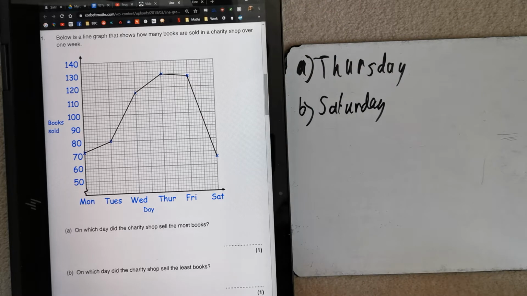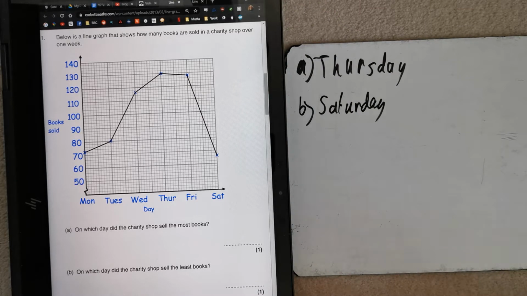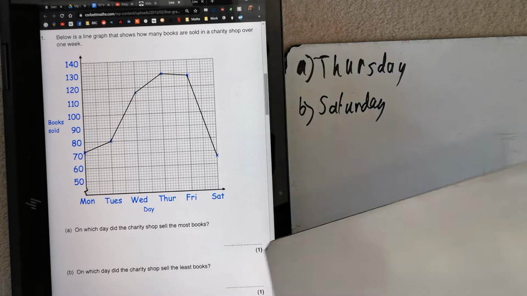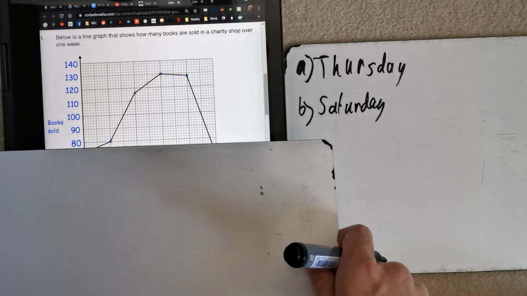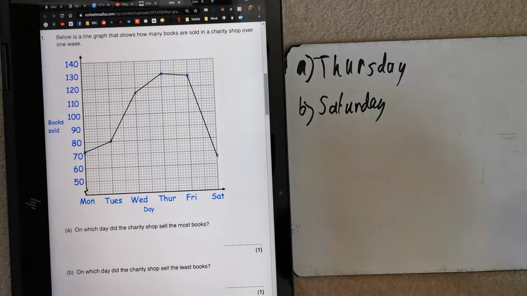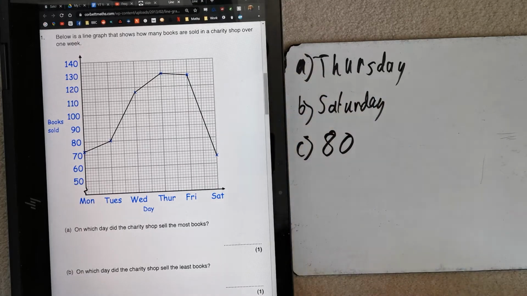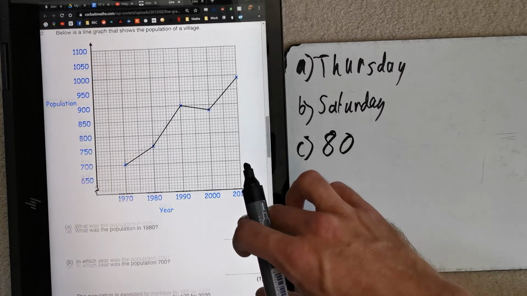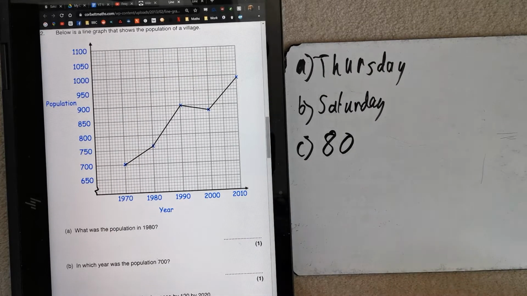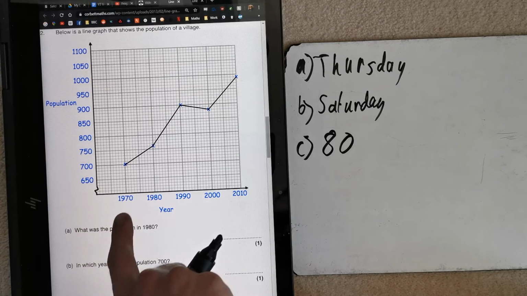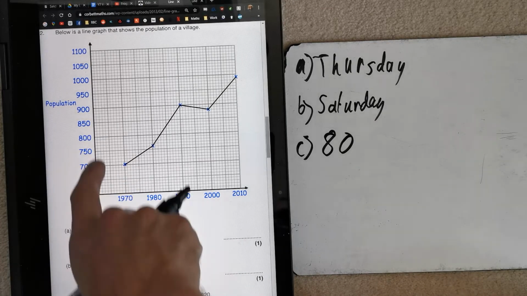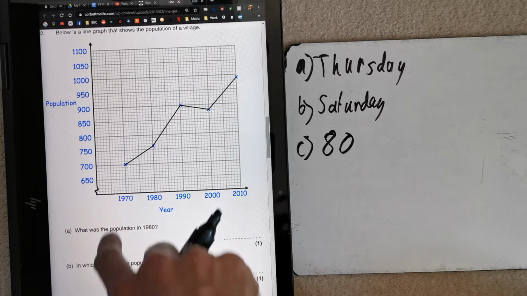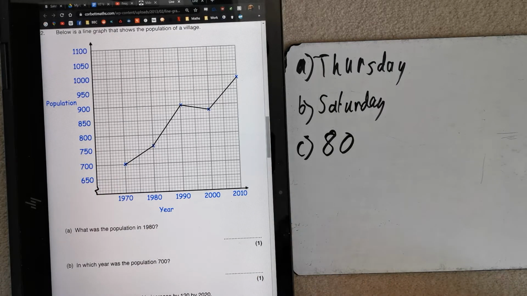Okay, and how many books were sold on a Tuesday? Let's get something like a ruler or a straight edge to see, shall we? Tuesday. There's Tuesday. We can see that it'd be 80. Okay, nice and easy, right? Good. Right, next up, below is a line graph that shows the population of a village. Okay, the data starting in 1970 doesn't always start right on this axis here. Very often it starts just in the middle somewhere. That's fine, okay? Right, what was the population in 1980?